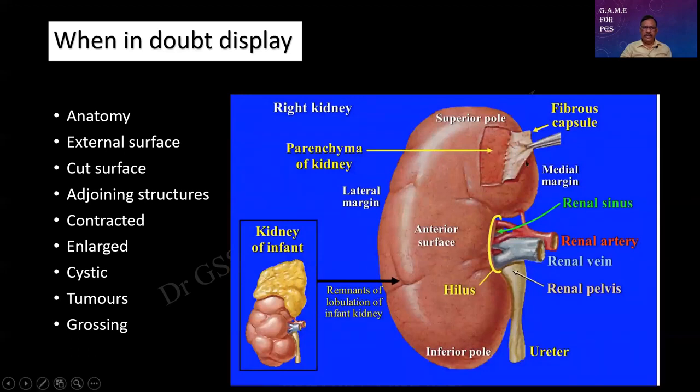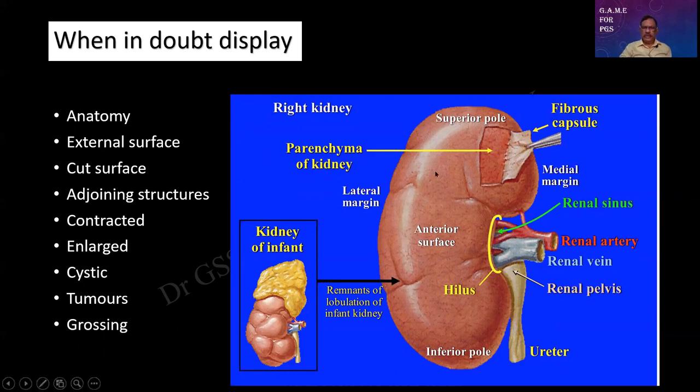The kidney, as I had said, a normal anatomy. You need not be as perfect as an anatomist, but to some extent, we should be. Definitely, they will be asking you the size of the kidney, the weight of the kidney. How do you say it is a kidney? And so on and so forth.